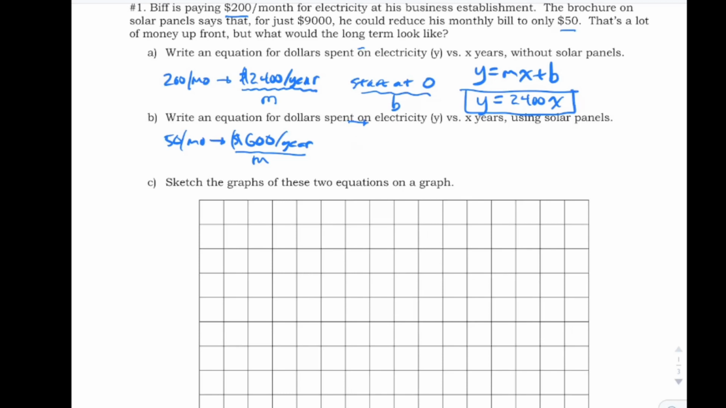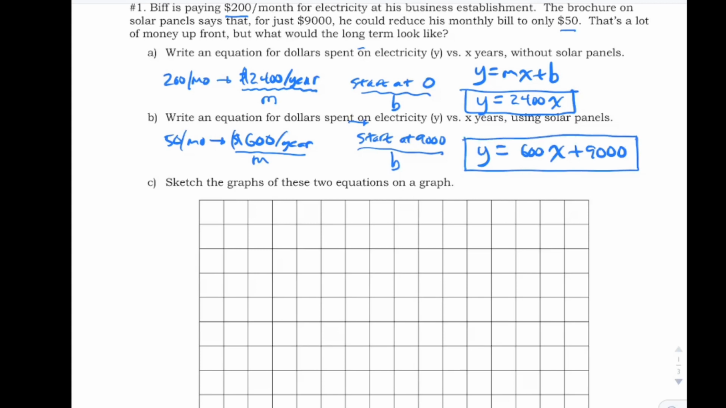And then we're starting at, well, you have to buy your solar panels. So in order to only spend 600 a year, you have to start at spending $9,000. So that's your B. What does the equation look like? With solar panels, your cost will be $600 every year, so $600 times the number of years, and then add the 9,000 on because you had to start by spending 9,000 out of your pocket right away. Look how quickly we put together two very nice formulas that we can plug X in and solve for Y for any number of years you want, and you can have your total cost.